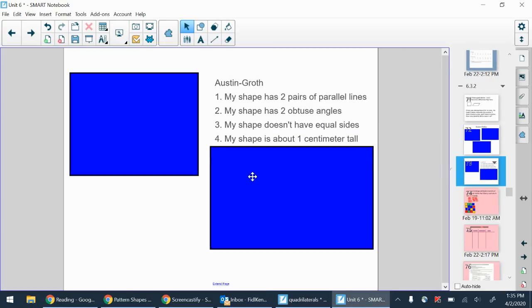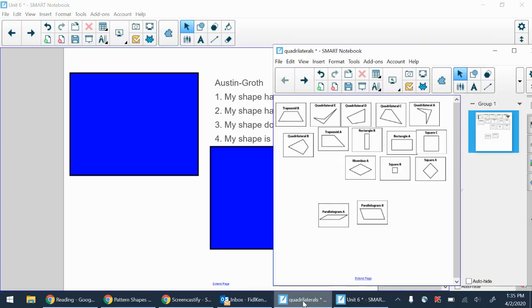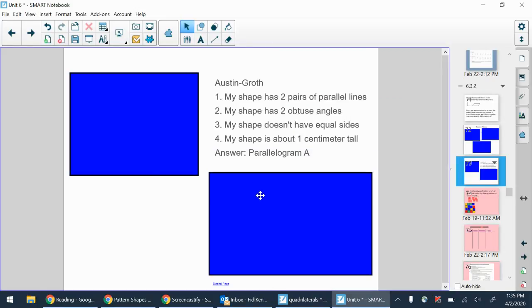My shape is about 1 centimeter tall. Oh, Austin, you're making this tricky for me. I don't have a ruler handy and it's on my computer. Well, based on what I know about centimeters, they aren't very big. So I'm going to go with parallelogram A because it's a bit on the shorter side. All right, let's see. Am I right? Yes, I am.